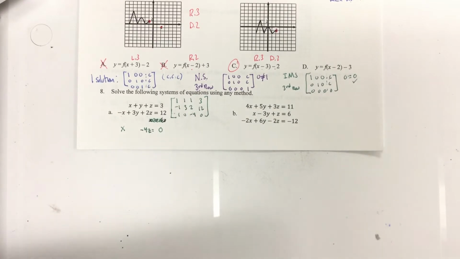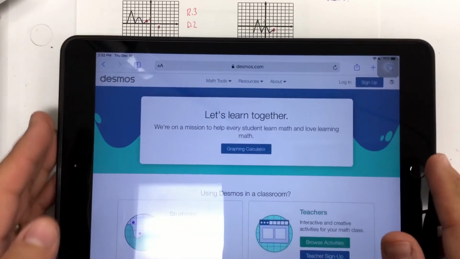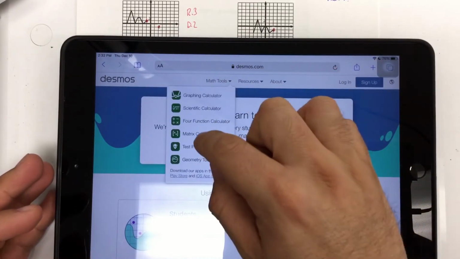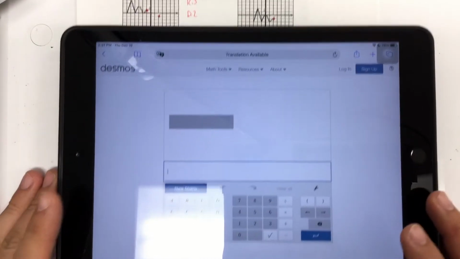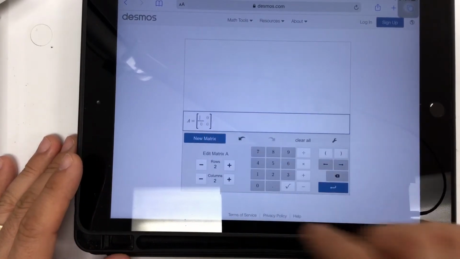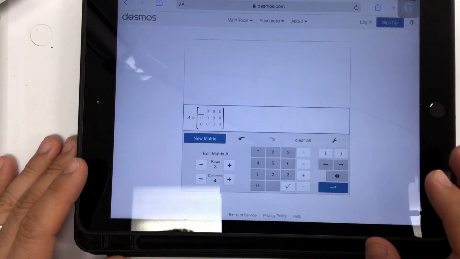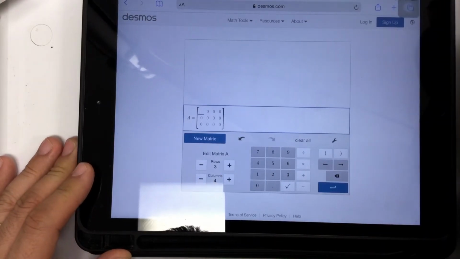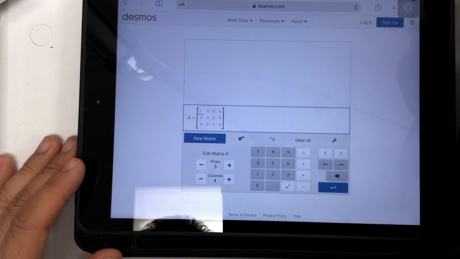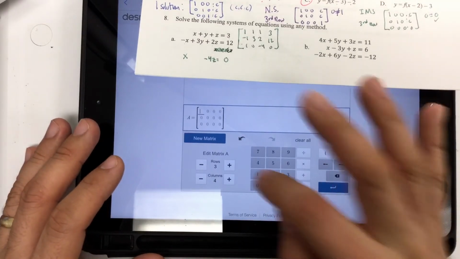So once again, if you go to Desmos and you go to Math Tools, you can do the matrix calculator, and you're going to do new matrix. You're going to change it to the number of rows, so it's 3 rows by 4 columns. Then we're going to start by typing in our numbers. So right here, I see 1, 1, 1, 3.